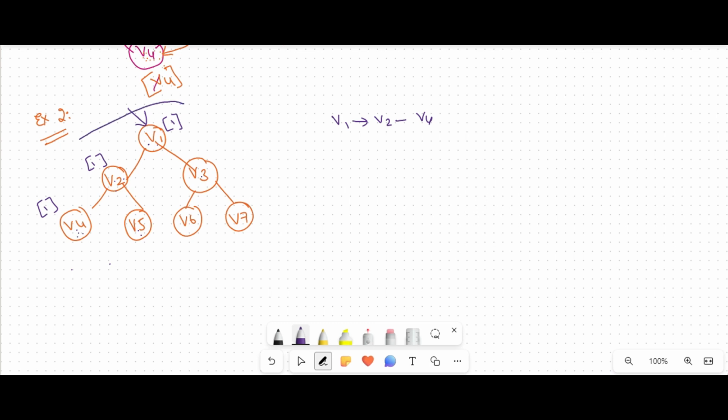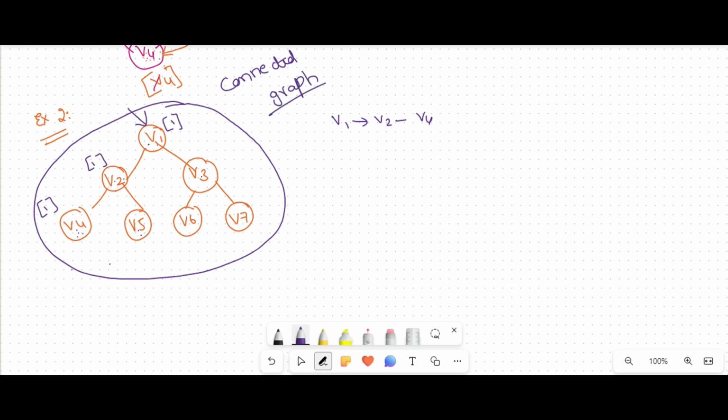No. In the graph, we have to visit all the vertices present in the graph. Students, please remember this, because this is a connected graph. From V4, V2 is already visited, so again move back, backtracking from V4 to V2. V2 adjacent vertices are V1, V5, V4. V1 and V4 are visited, so visit V5.